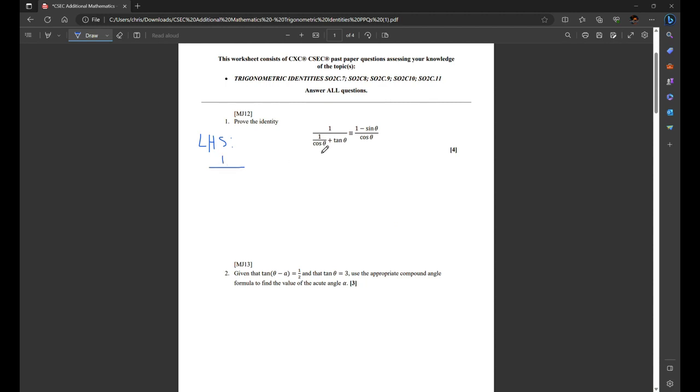So how am I going to prove this now? Looking at this, the first thing I can see is that this tan theta can be rewritten as sine theta over cosine theta, which is always something you should look out for. Whenever they have a tan theta somewhere, it's probably good to consider rewriting it. So I'm going to do that. So that's going to be 1 over cos theta plus sine theta over cos theta.